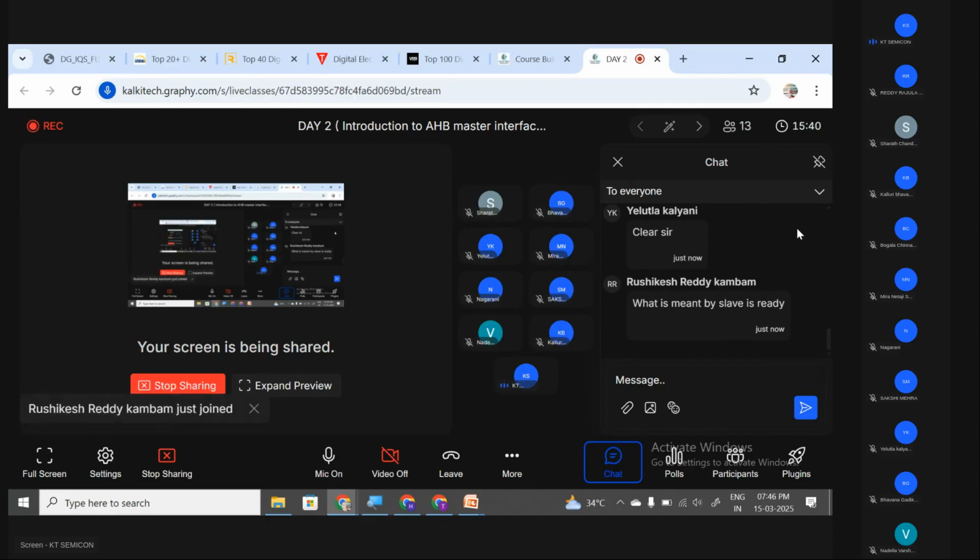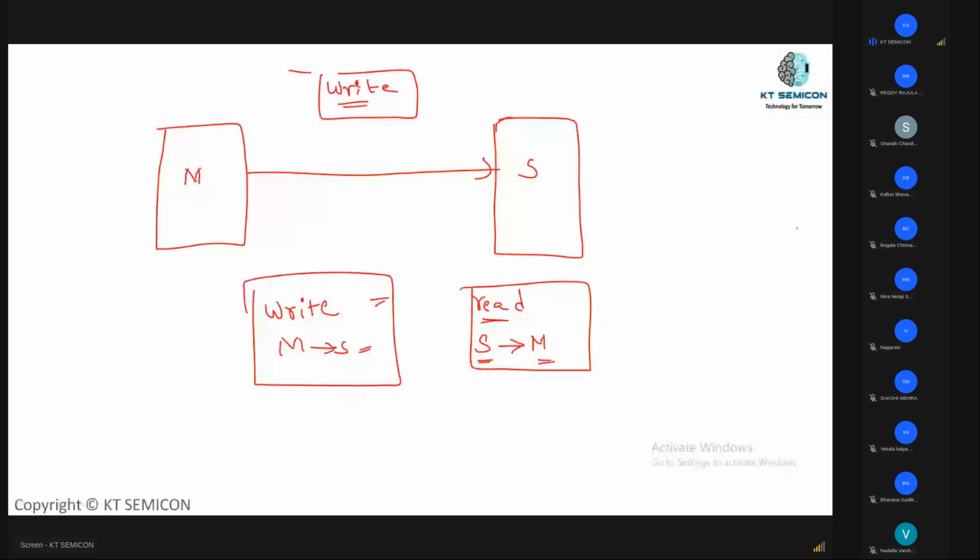Yes, what is meant by slave is ready? Let's say the master wants to read some data from the slave. The master wants to perform the read operation from the slave, but the slave is internally doing some other operation, and it cannot send the data to the master in the read operation. If we consider a read operation, the slave is sending the data to the master.